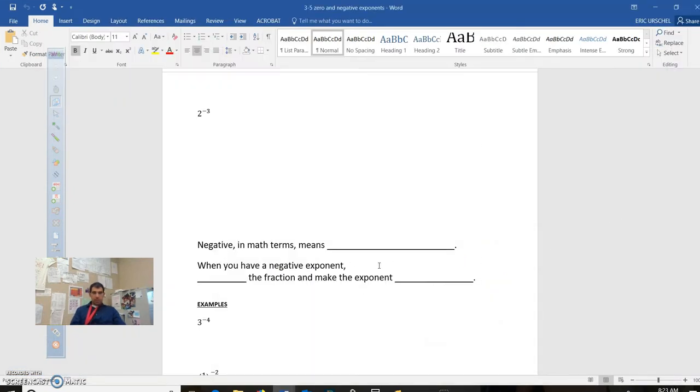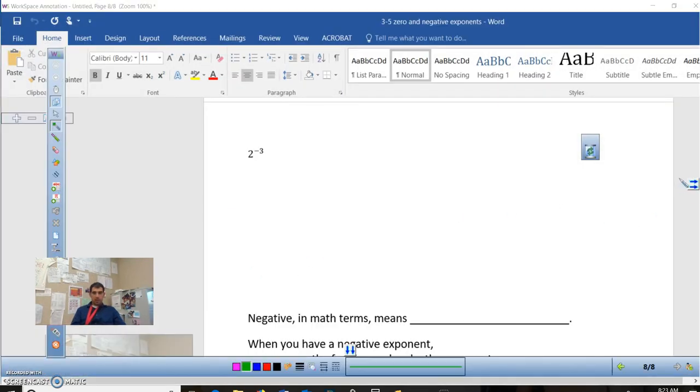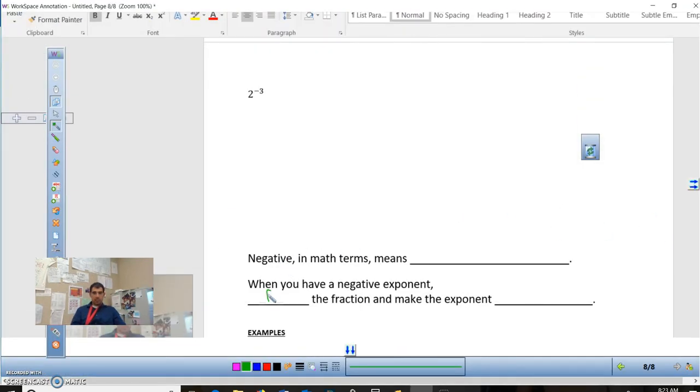When you have a negative exponent, flip the fraction and make the exponent positive.